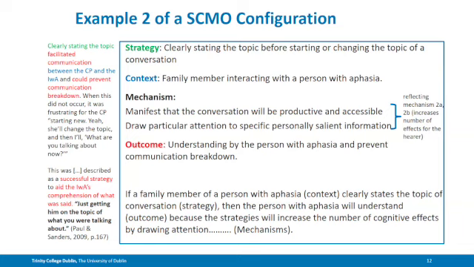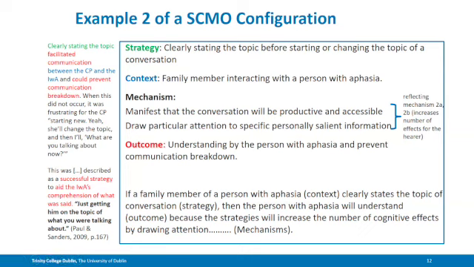When this did not occur, it was frustrating for the communication partner. Starting anew, she'll change the topic and then, "What are you talking about now?" This was described as a successful strategy to aid the individual with aphasia's comprehension of what was said, just getting him on the topic of what you were talking about. So here the strategy is clearly stating the topic before starting or changing the topic of a conversation.